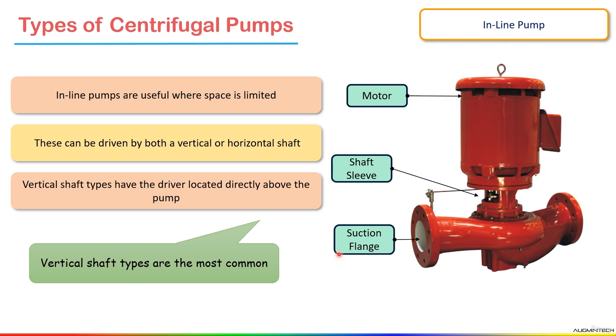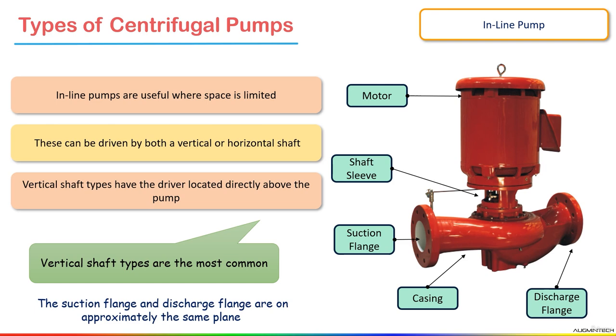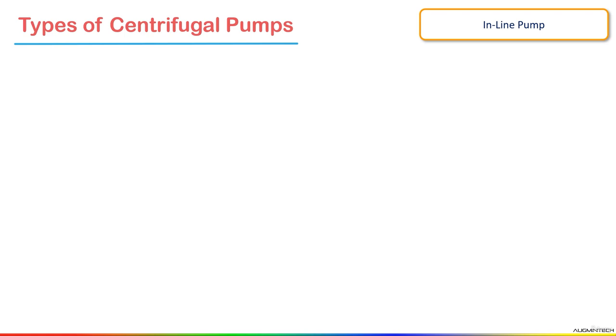Now here we have a suction flange. From here water will enter. This is the casing of the pump, and here we have a discharge flange, meaning water will discharge from here. Where you want to supply the water, you can supply it. The suction flange and discharge flange are on approximately the same plane. Remember this point: here we do not have a concept where suction is horizontal and the discharge port is perpendicular to suction. Here, suction and discharge are both in the same plane.